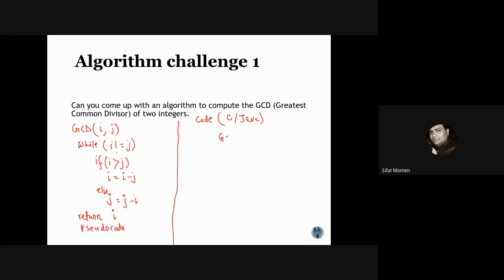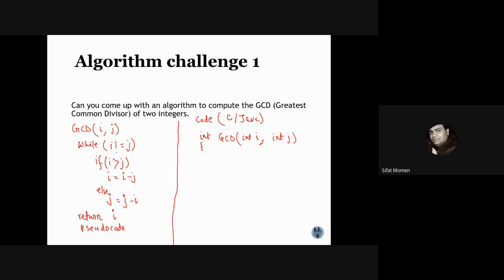So the function is called GCD. And how many parameters do we have? Two parameters, I and J. But if we write it in C, we must write down the data type as well, right, Nakina? So int I and int J. Also, remember that this function will return an integer, so the return type must also be given over here. And then we must start with braces.